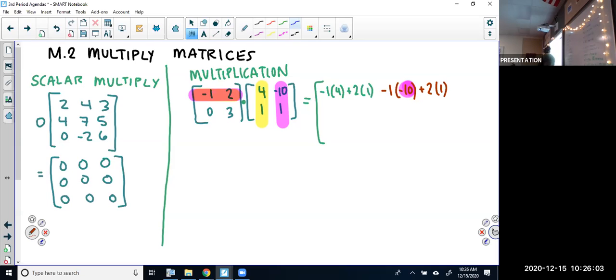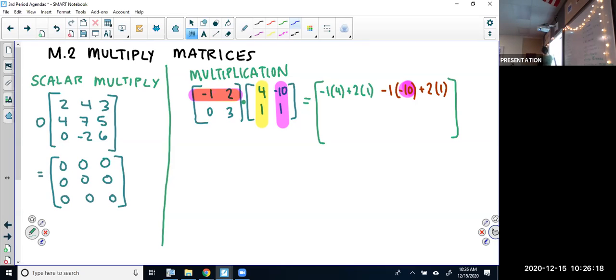That's that entry. Hold on. Why do they go where they go? -1 times -10. Why am I multiplying -1 and -10? -1 and -10, 2, 1.